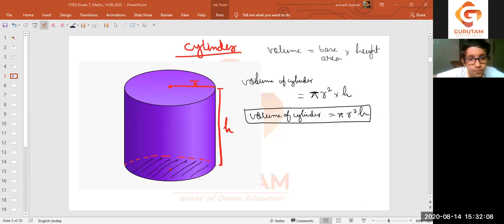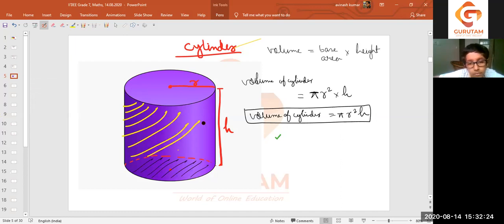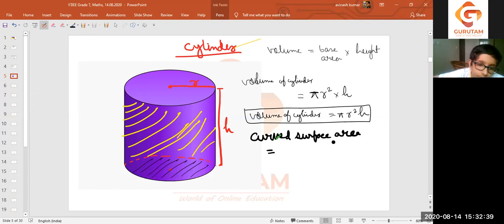Now coming to here again, next we have to learn about CSA, that is called curved surface area. You can see this portion, which I'm shading with yellow, is known as the curved surface. I will give you the formula for curved surface area after doing one small experiment.